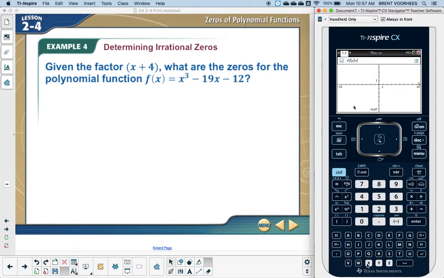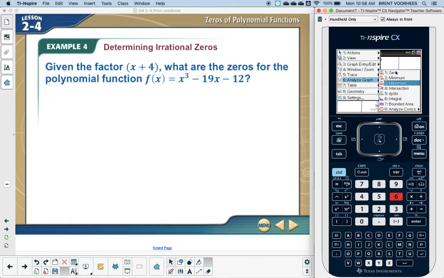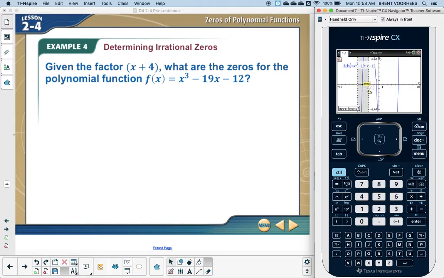In this case, I have x cubed minus 19x minus 12. I look at the picture, there are 3 zeros. Now, one of these zeros is a rational value. If you go to Menu, Analyze Graph, and choose Zero, or if you're using Desmos, you just click where it crosses, and you see -4 is a rational answer.